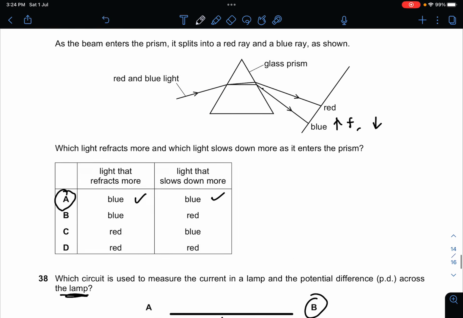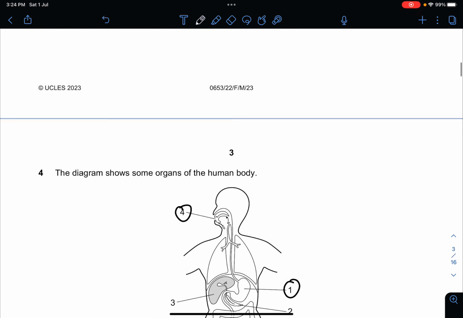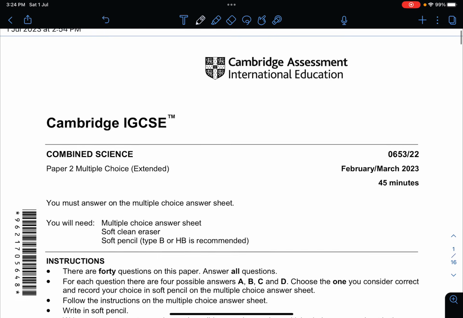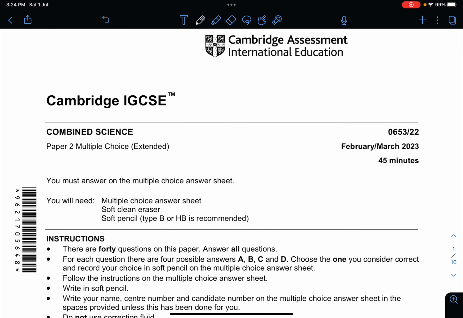Okay, so that's all for this MCQ. I hope you understand this. It's my first time doing a combined science video, and if you have any more, just let me know, and I will see you guys in the next video.